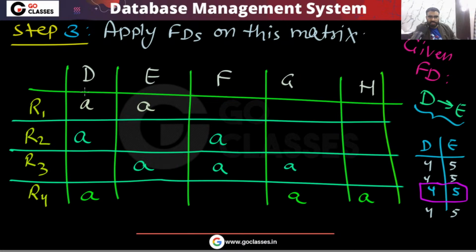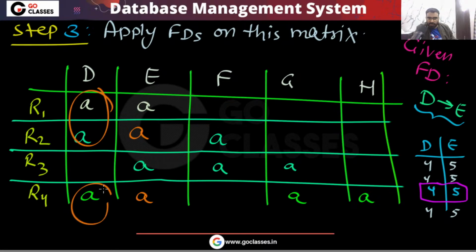Here you can easily see that in the column of D, the value of D is A. Now you can see the value of D is A and the value of E is A. So automatically, here also the value of E should be A, here also the value of E should be A. Do you agree with me? Very simple point I am saying.